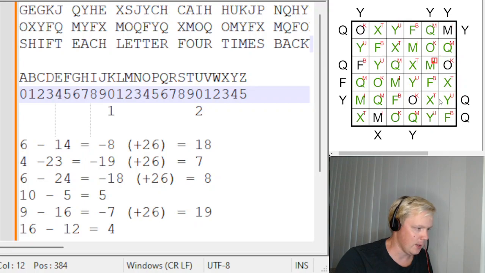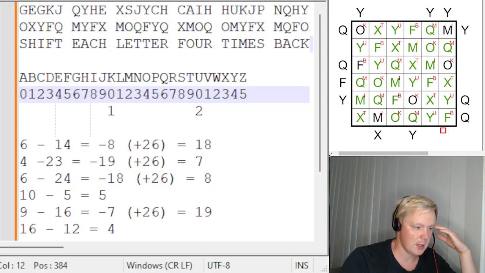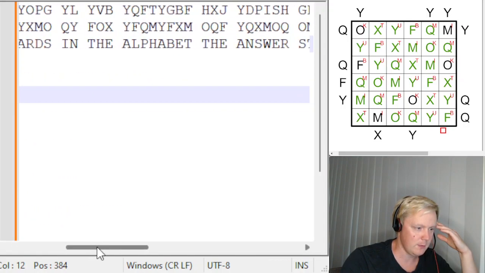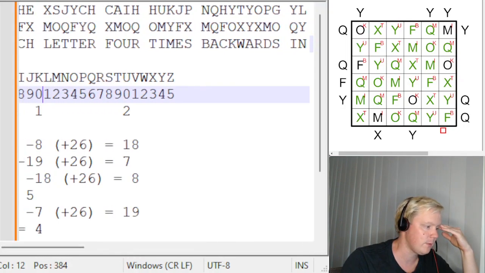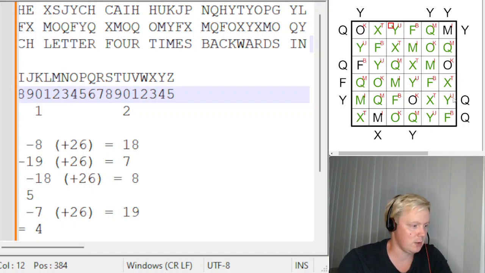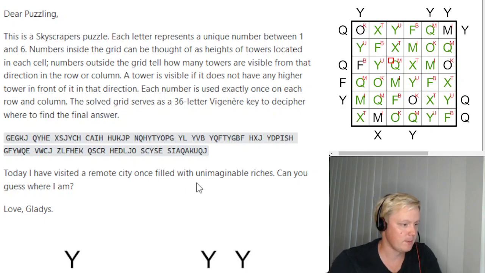Oh, and here. Okay, so now we have the shifted grid. And now it said, so we shifted them back in the alphabet. The answer starts from the bottom left corner going clockwise. So if we read from here, it said Timbuktu. Timbuktu is the answer, and then it just continues with nonsense. But since we were looking for, what were we looking for? A remote city once filled with unimaginable riches.